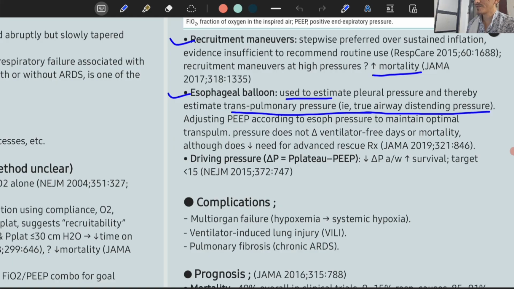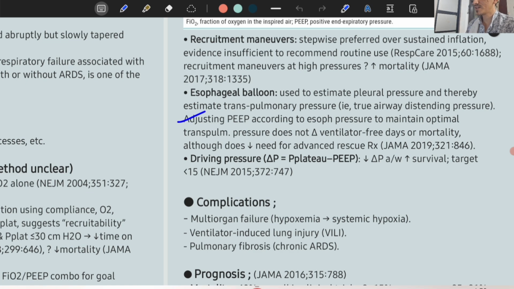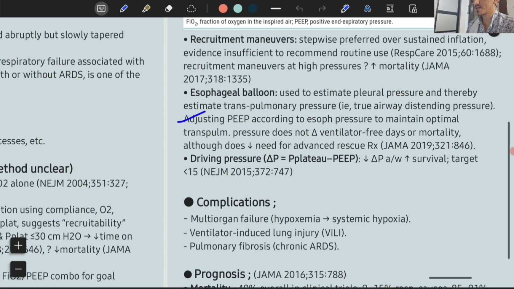Adjusting PEEP according to esophageal pressure. That means esophageal pressure approximates transpulmonary pressure, and you are measuring the distending pressure. So based on this concept you are titrating the PEEP. Adjust PEEP according to esophageal pressure to maintain optimal transpulmonary pressure.